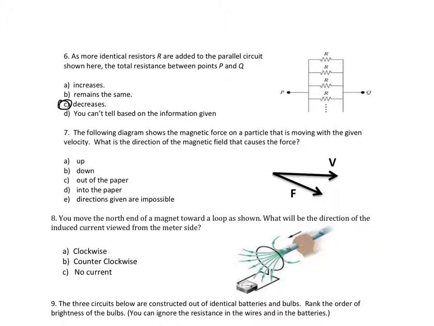Problem 7 gives you a diagram of a magnetic force and a velocity and asks you what is the direction of the magnetic field that causes this force. Now, if you remember in the cross product, since the magnetic force is equal to the charge times V cross B, the force must be perpendicular to both V and B. But you can see in this diagram the force is not perpendicular. Therefore, this is actually not a possible direction. So the correct answer is E.